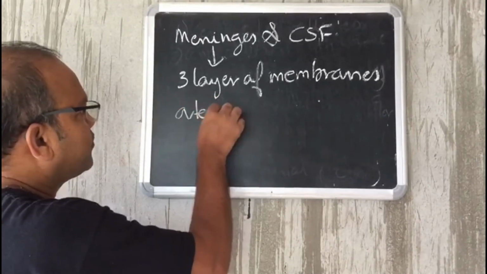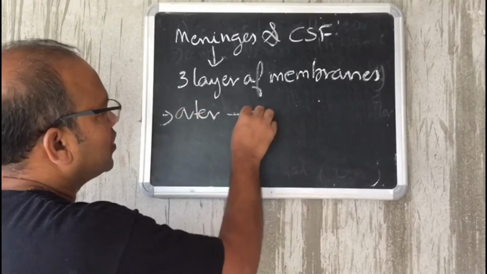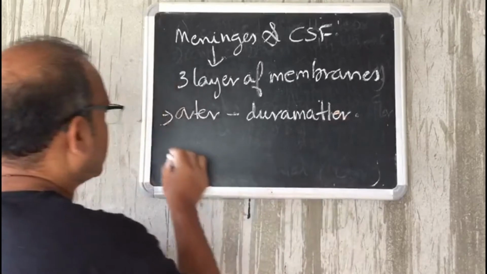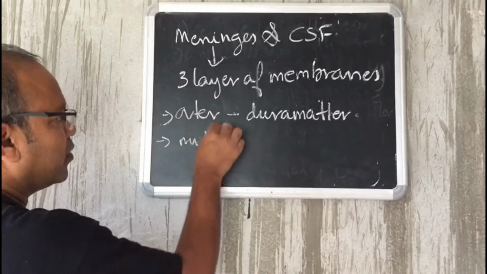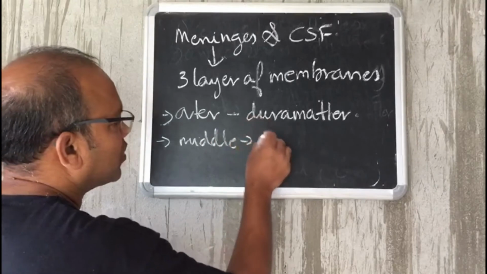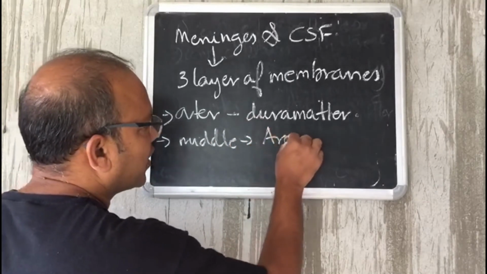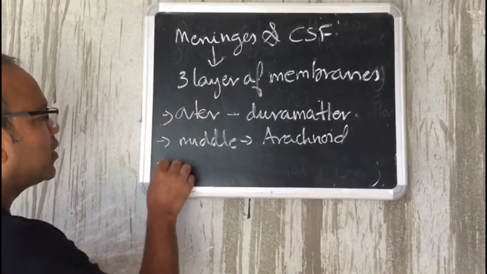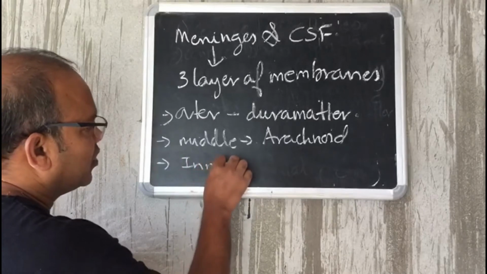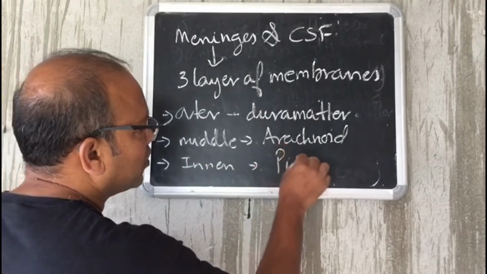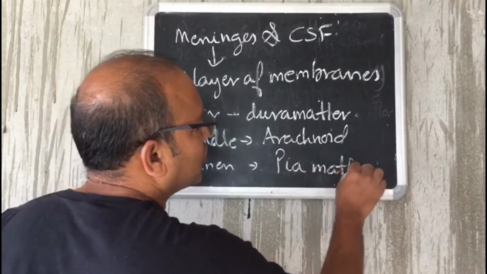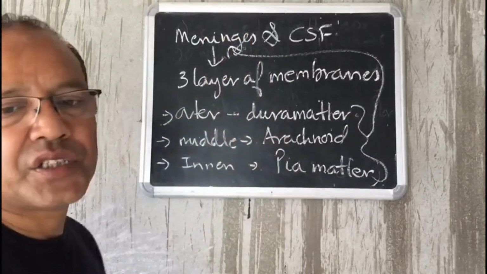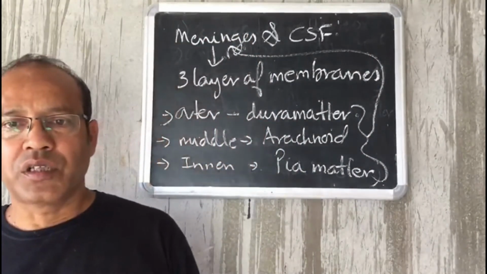Outer is called the dura mater. Middle layer is called the arachnoid, and the inner layer is called the pia mater. So these 3 are together known as the meninges. These 3 layers are called the meninges.